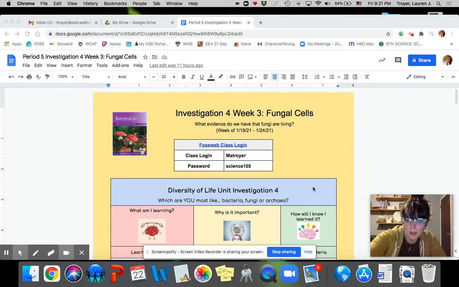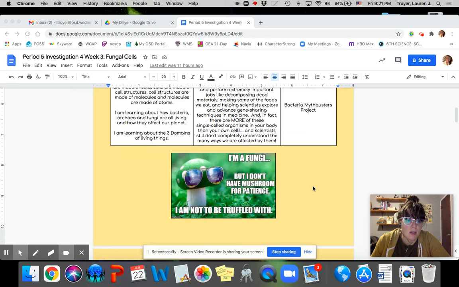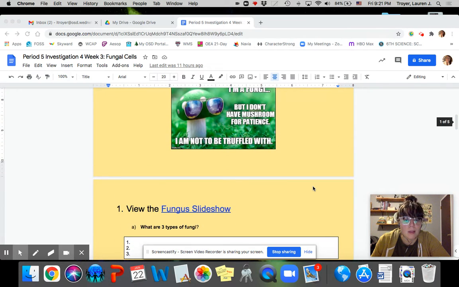Hey peeps, here's the notebook for investigation for week 3, fungal cells. We're still studying bacteria, archaea, and fungi, the 3 domains of life, blah, blah, blah.